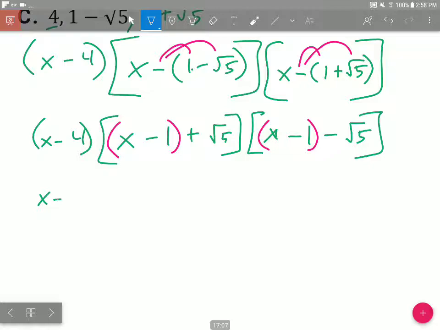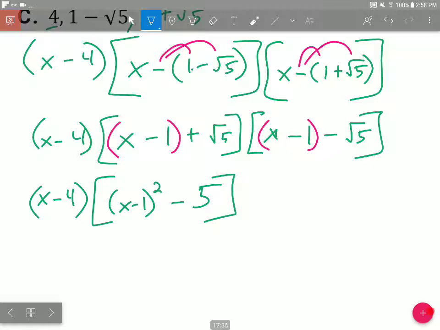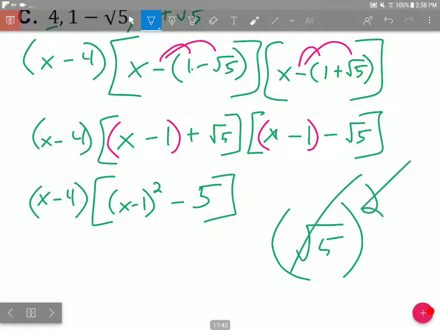So we can bring down the x minus 4 again. It's just coming along the right. What are we going to write on the left? X minus 1 squared. Good. Then what's going to come next? It's not negative square root of 5. It's just the 5. Good. Think of it this way. The square root of 5 times the square root of 5 is just that squared, right? And the squared cancels out the root.